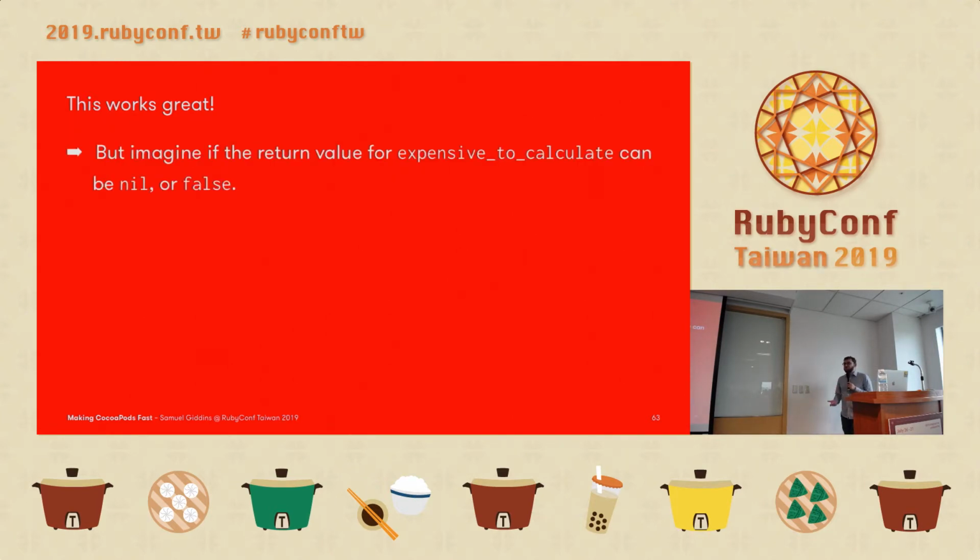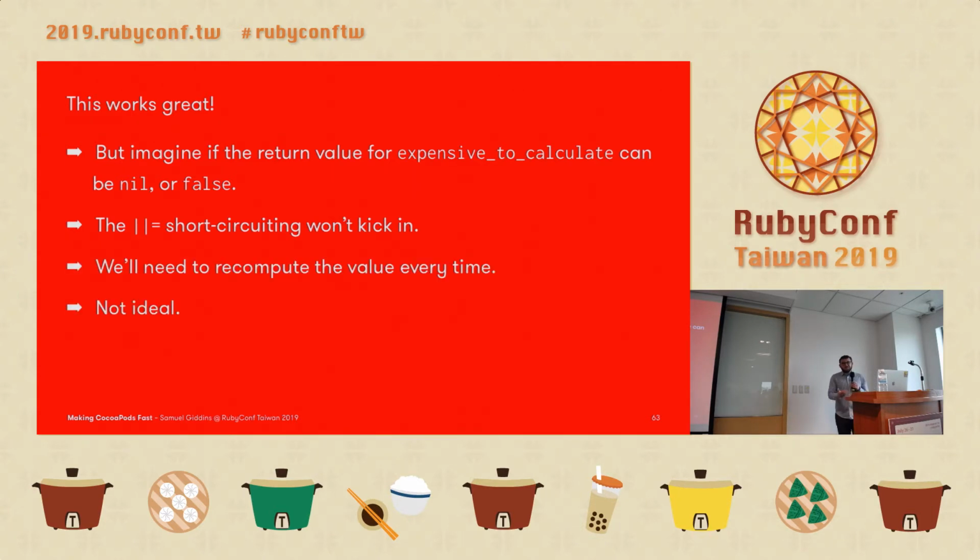But there are some pitfalls. Like, imagine that the return value for that expensive to calculate method can be nil or false. Then using or equals won't kick in the short circuiting, and you'll end up recalculating nil or false over and over again. And this is not ideal.